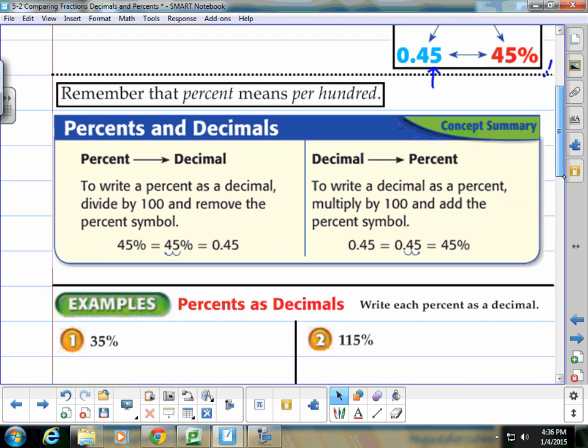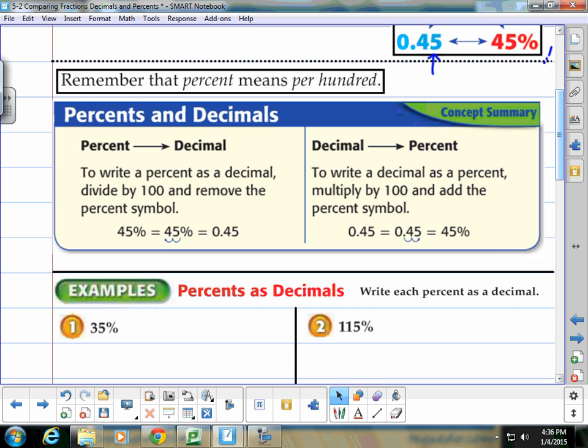One thing that is important to remember is that percent means per 100. Think about cents: cents are out of the hundreds place, so it's per cent, per 100. Okay? So, percents and decimals.